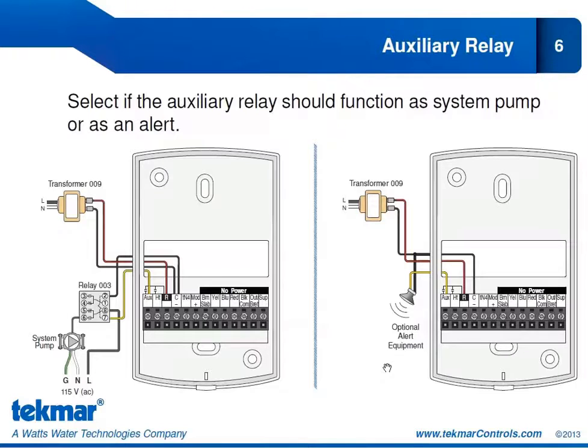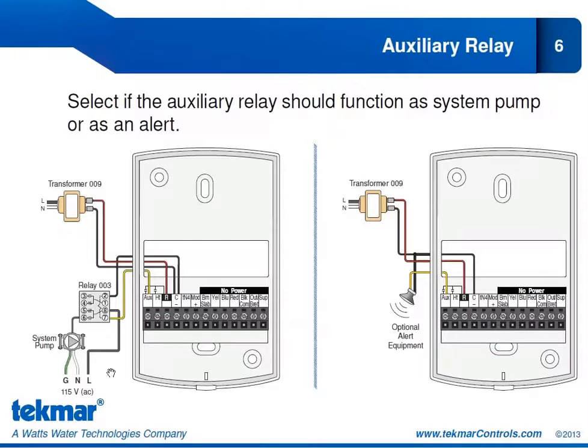And we can use that equipment to maybe generate a sound, or for more advanced alert equipment, it could even send a notification to us through email that something is wrong on our snowmelt system. So you would set up the auxiliary relay to operate either as an alert or as a system pump.